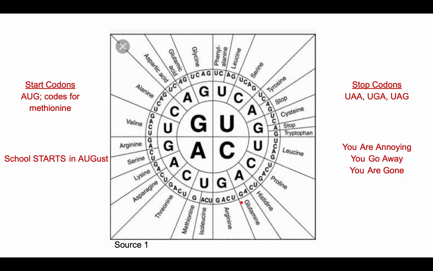And how do we know what the stop codons and start codons are? I remember this by "school starts in August," so AUG, which codes for methionine. And the stop codons are "you are annoying," "you go away," and "you are gone."